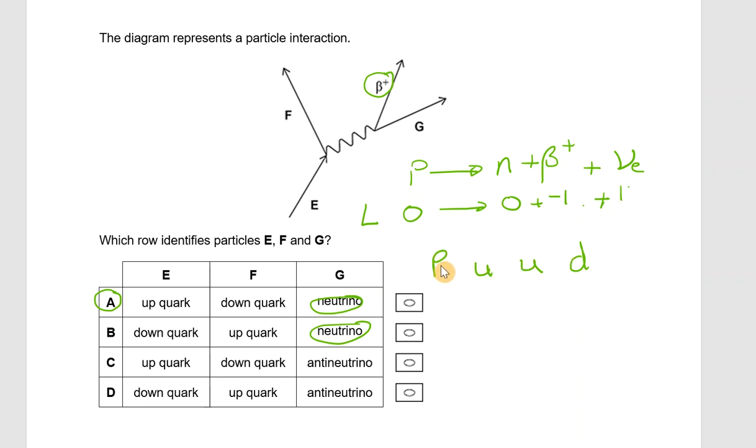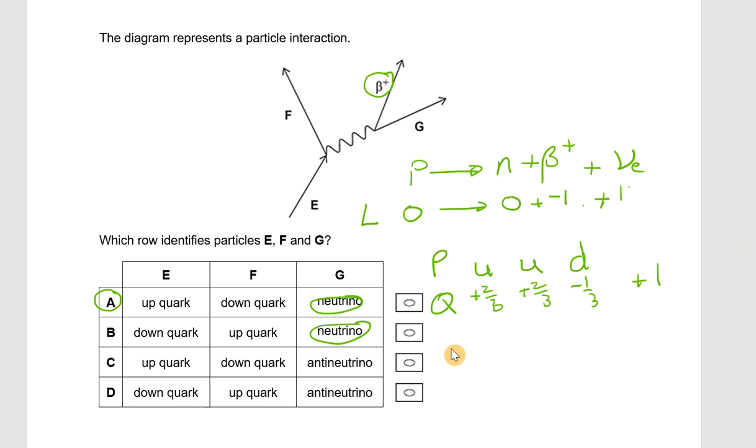If you look on your table in your data sheet, you'll see that an up quark has a charge of +2/3 and a down quark of -1/3. If we add those together, we're going to get a charge of +1. Let's put Q here to remind us that we're talking about charge. So a proton has to be made of an up and down if you're going to get this charge of +1 and a baryon number of +1.